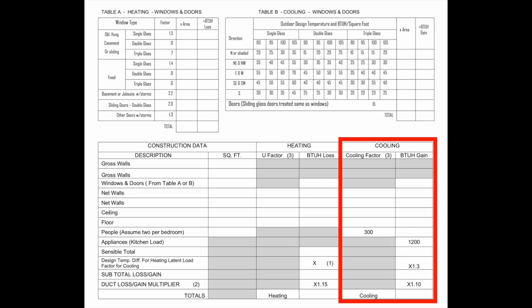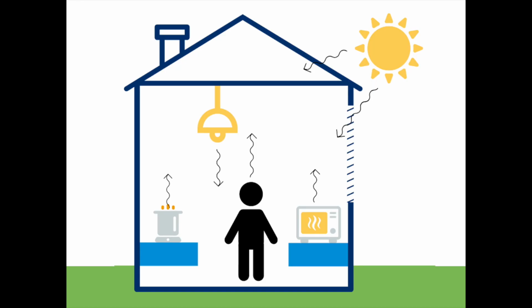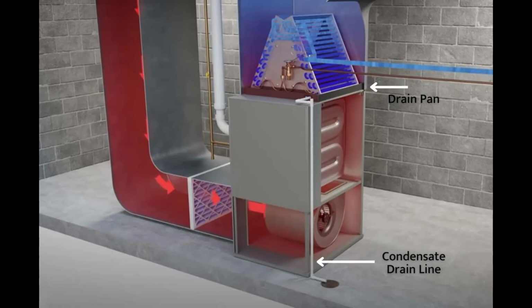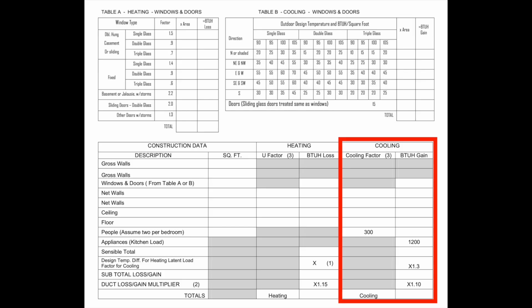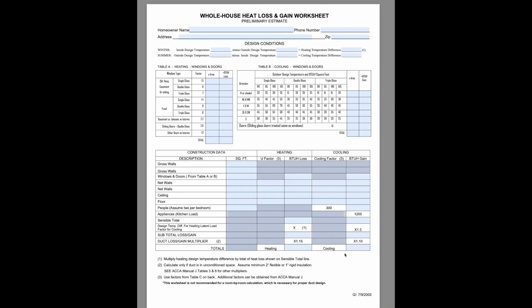Once we figure out heat gain, all the heat we're gaining in the summertime over here in this section, now we can figure out, okay, we need this much cooling capacity in BTUs, the British thermal unit, to take out of the home. Because if we're gaining heat in the home in the summer, we want to remove that heat. So we need an air conditioning unit that's going to remove the heat based on how much heat we're gaining in that home. So this is the whole house heat loss gain worksheet we're going to be going over in class.